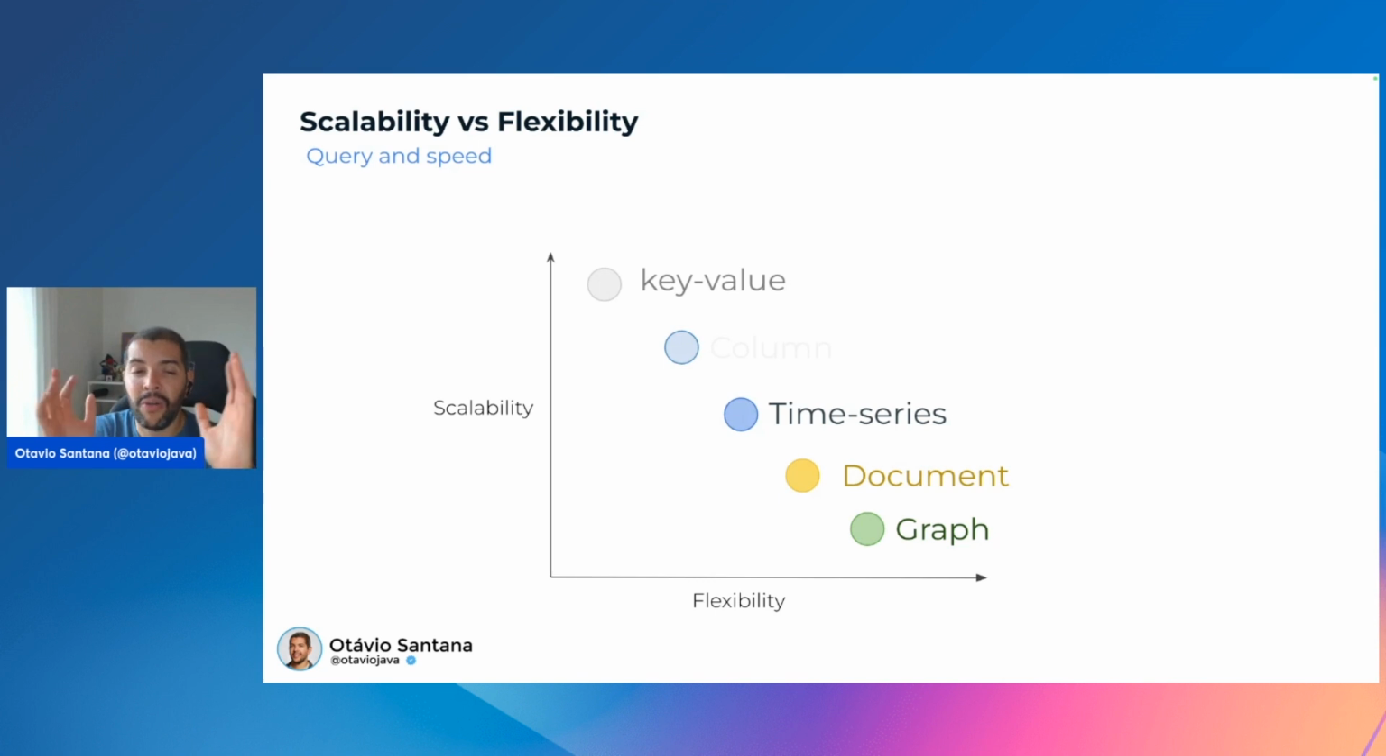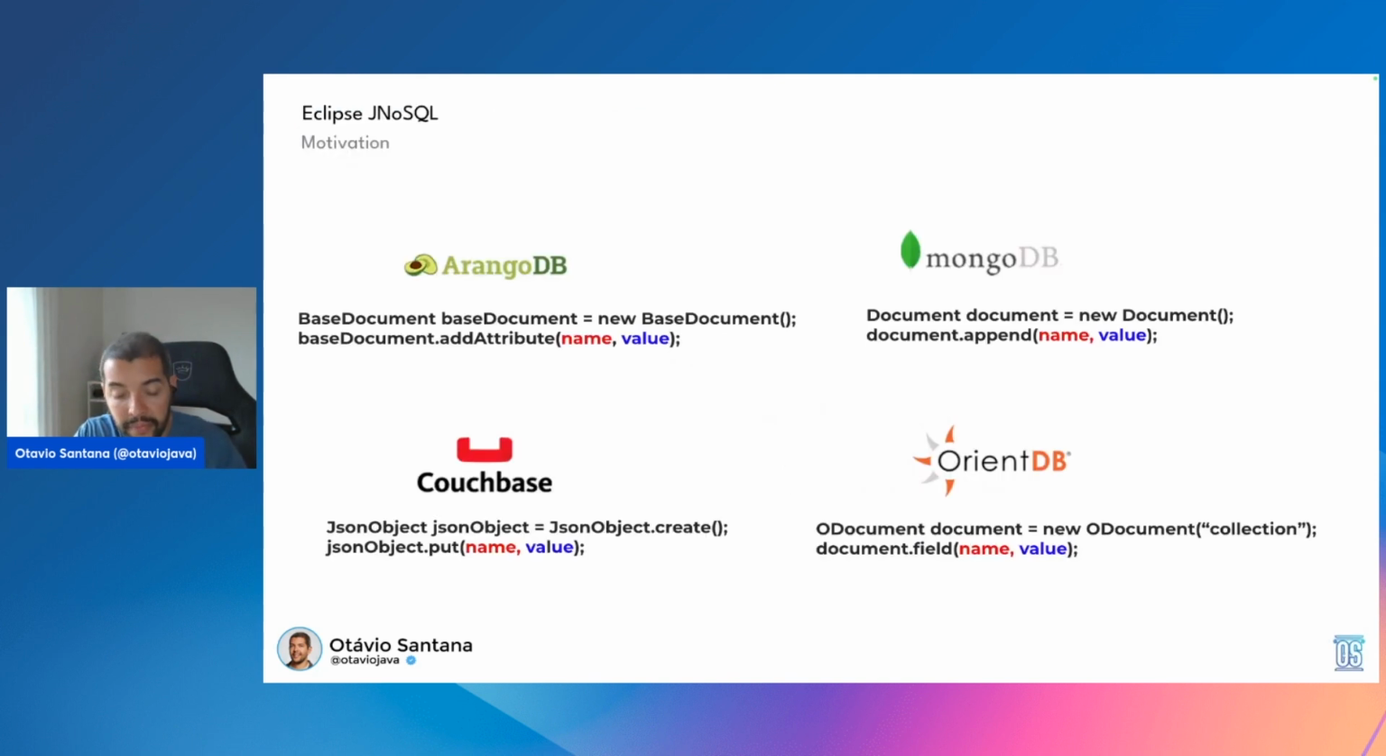So in that case, you can see that we have a huge trade-off among NoSQL databases. Key value, more scalability. Graph, less scalability, but more flexibility. So it's up to you. So for now, I explained a lot about the universe of NoSQL databases. I explained a lot about the universe of the types, the structure, the strategy, and so on.